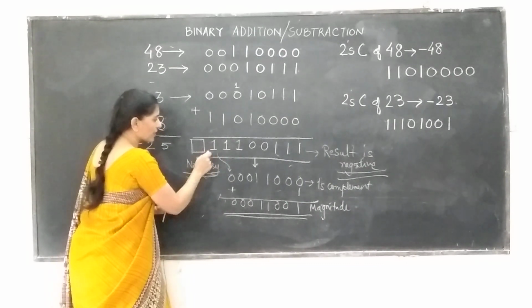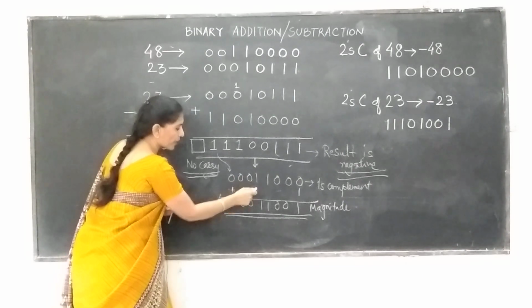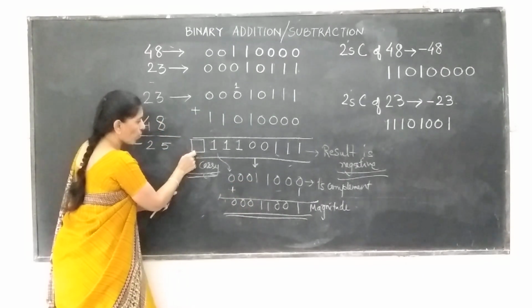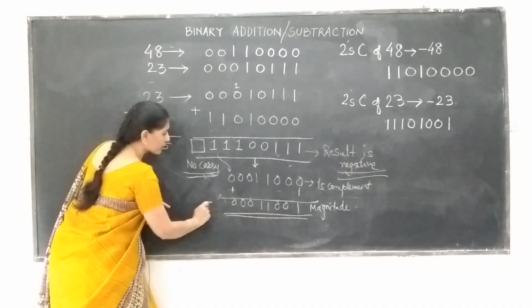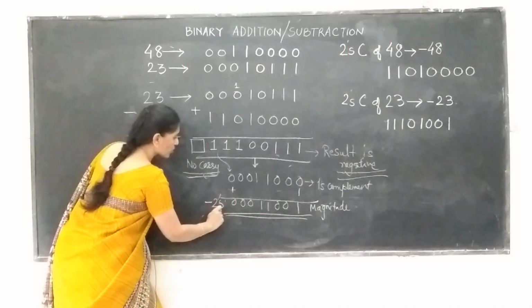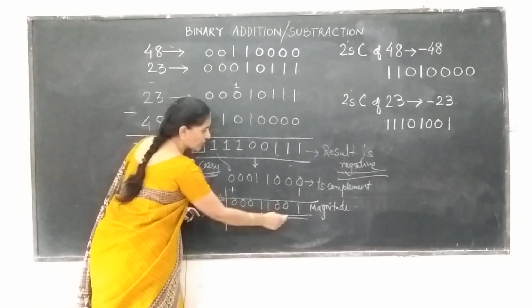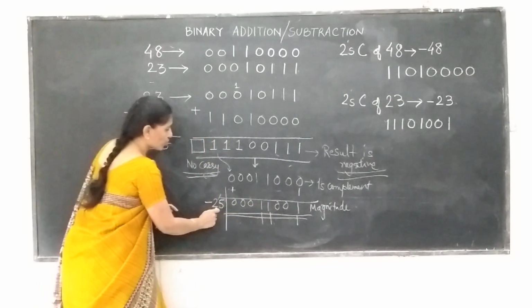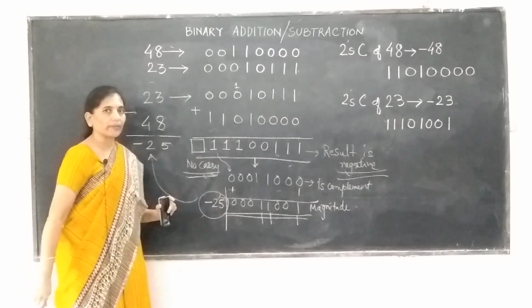So if this is the result which is obtained, then by taking the 2's complement you get the value, but the no carry generated indicates that this should be attached with a negative sign, and this is minus 25. You can again see that this is 16 plus 8 plus 1, and this is 25. So this corresponds to this particular answer.